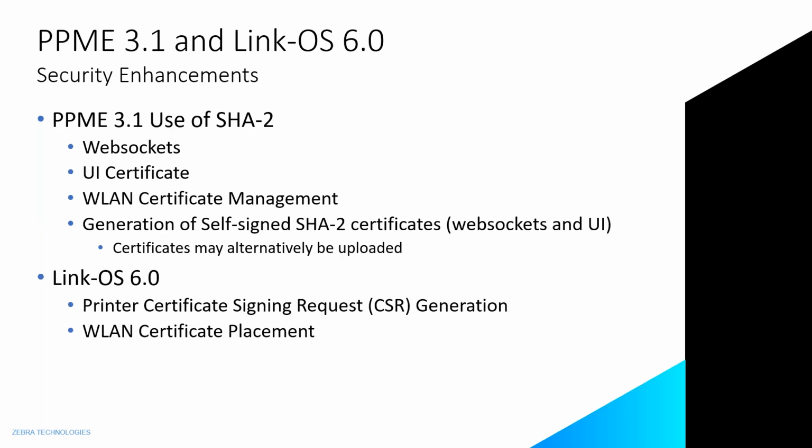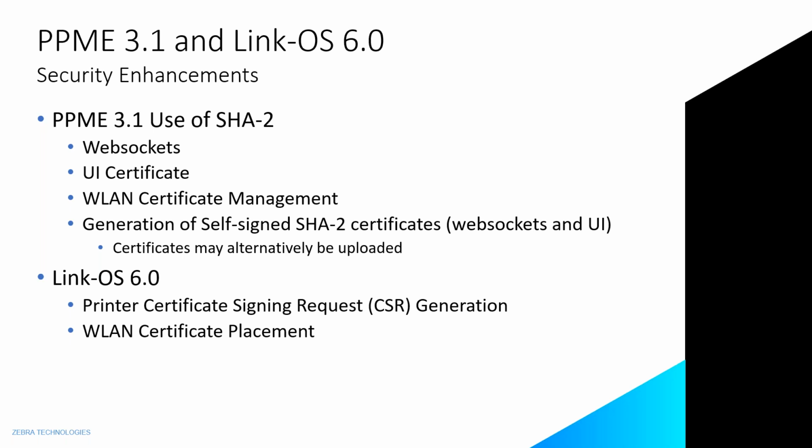As far as PPME itself and its use of SHA-2 certificates, we've upgraded to use those certificates pretty much everywhere. Like I mentioned, we still need to support old firmware, so you always have the option of using SHA-1. But as you will see from some demos that I'm going to do, we pretty much recommend that the customer uses SHA-2 everywhere where possible. So we use SHA-2 in the WebSocket connections to the printers. We use SHA-2 certificates in the UI that you'll see through the browser, and also in the wireless certificate management solution that I will demo later.